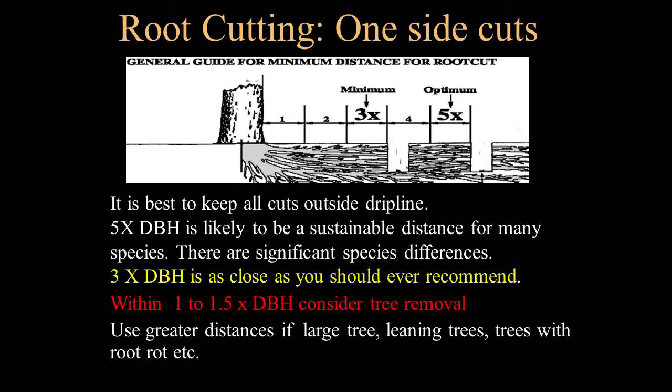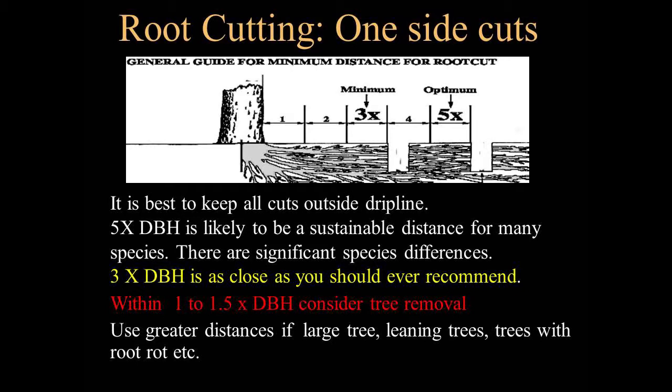And the closer we are to the trunk, the faster the decay is going to move in. We think at that distance, 5 times DBH, you're not going to get much serious decay moving into those roots at all. Roots are very, very good at compartmentalizing. They're a much better compartmentalizer than most branches. So if you're out there, you're good for a long time. We think that's very sustainable. 3 times DBH is as close as I'd ever want to recommend.